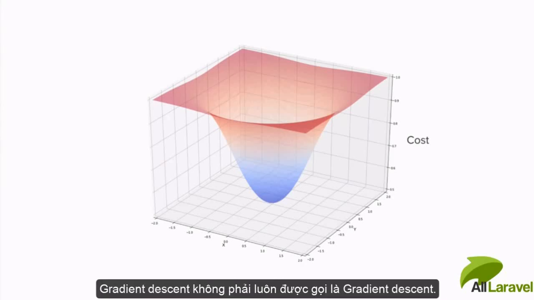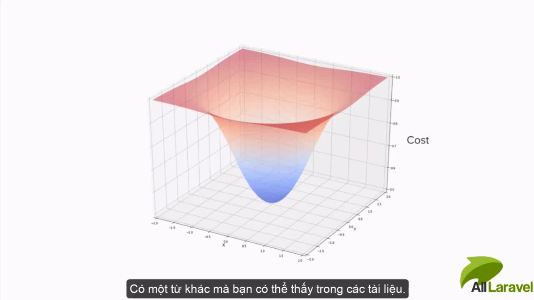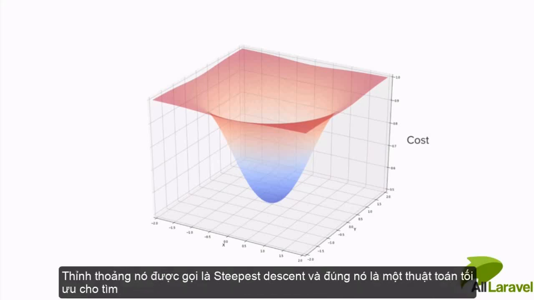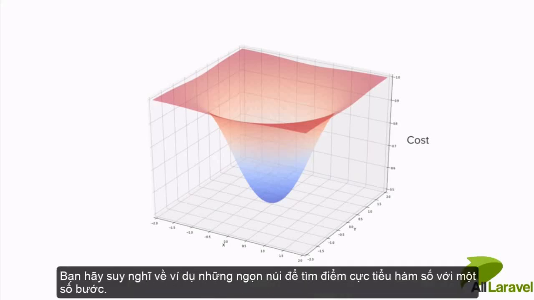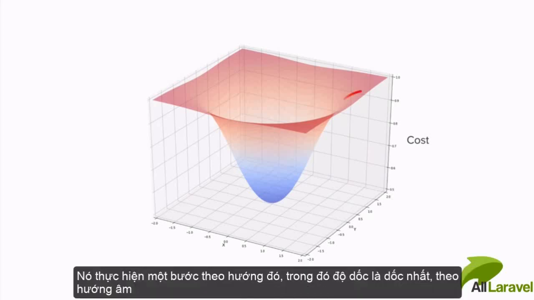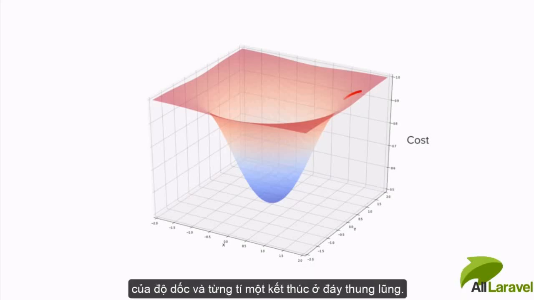Now, gradient descent isn't always called gradient descent. There's another word for it that you might see as well in the literature. Sometimes it's referred to as steepest descent. And it's an optimization algorithm for finding the minimum of a function. So, to think about our mountain example, to find the minimum, the function takes these little steps, right? It takes a step in the direction where the slope is steepest, in the direction of the negative of the gradient. And bit by bit, ends up in the bottom of the valley.